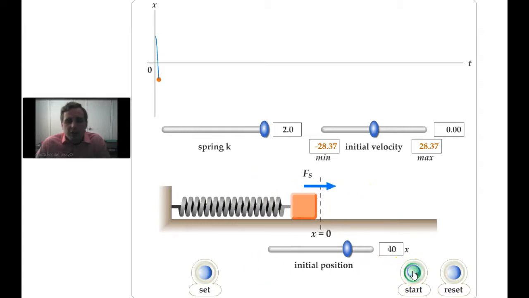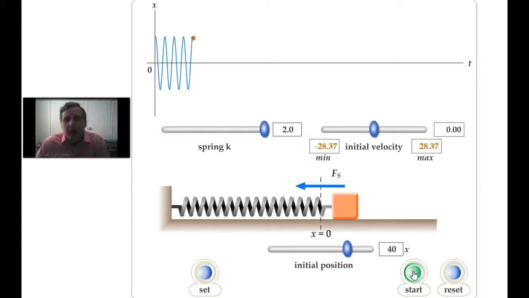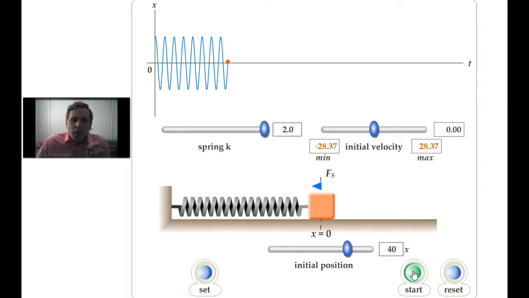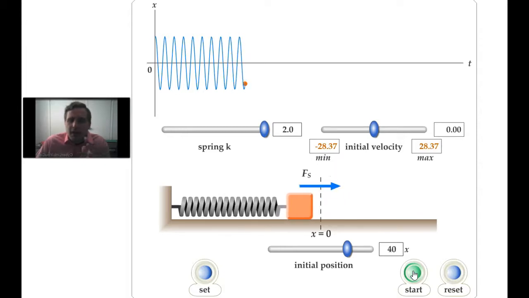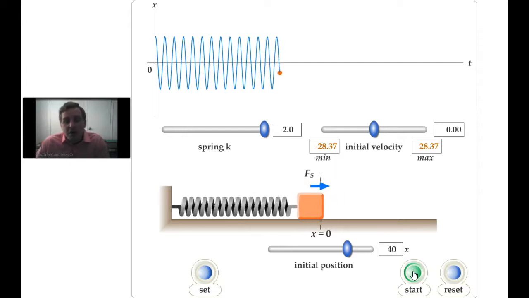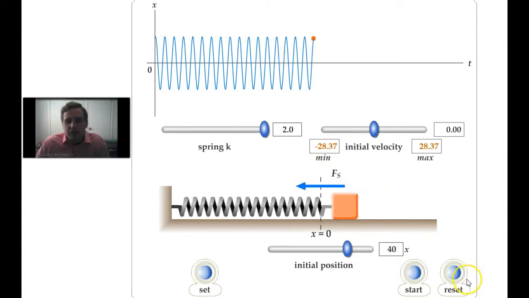So let's go ahead and start that. And indeed, they are more frequent. Now it turns out they're not twice as frequent. They're actually square root of 2 times as frequent. That's not necessarily obvious to you until you really go through the mathematics, but they are indeed more frequent. And the time, that is the period of one oscillation, is indeed less.